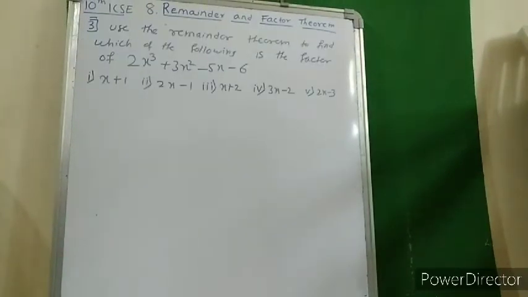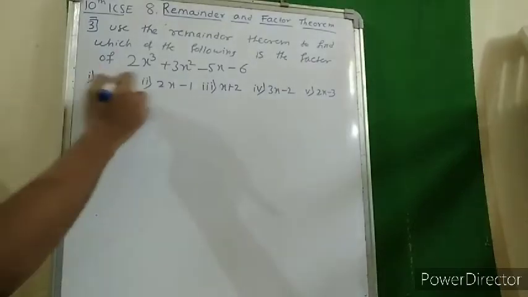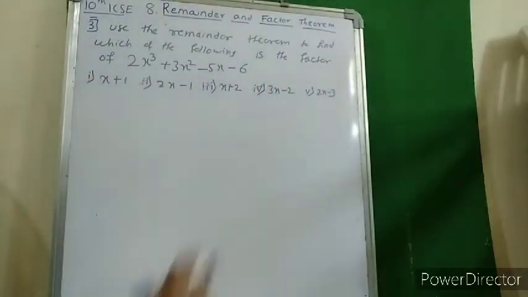Okay. The next question is, use the remainder theorem to find which of the following is a factor. In this question we have only one polynomial, and it is divided by 5 different divisors: x plus 1, 2x minus 1, x plus 2, 3x minus 2 and 2x minus 3. We have done this type of question in the previous part also. I'll do only one for you. The rest 4 are for homework. So first, second, third, fourth, you do on your own. I'll do the fifth one.